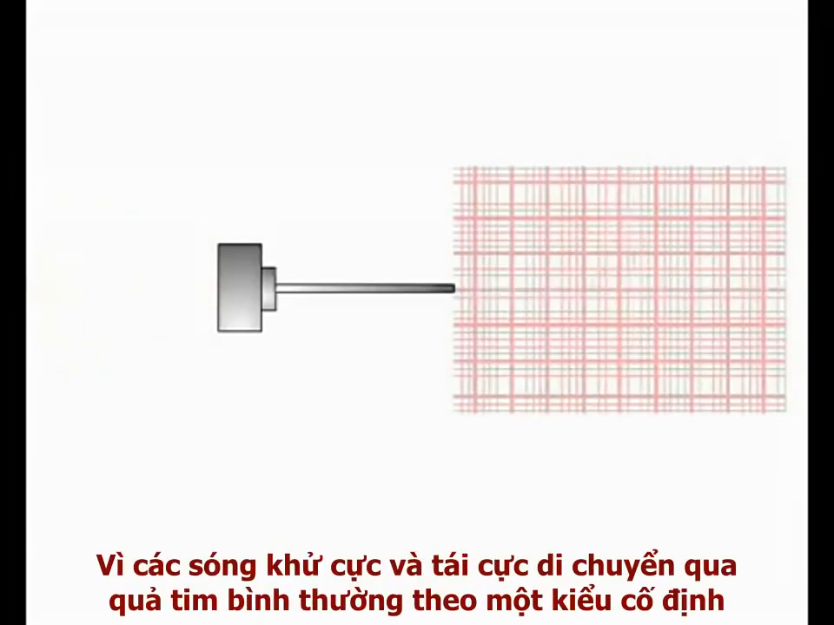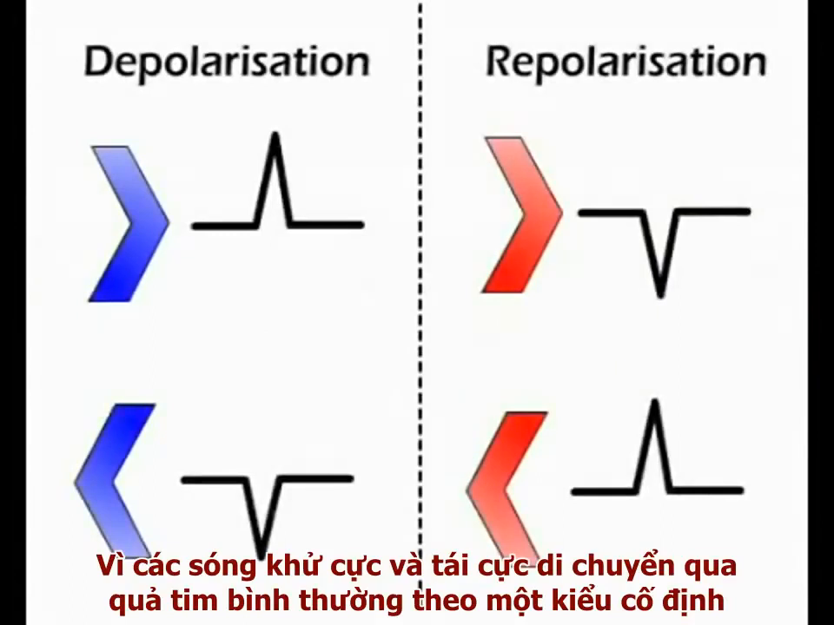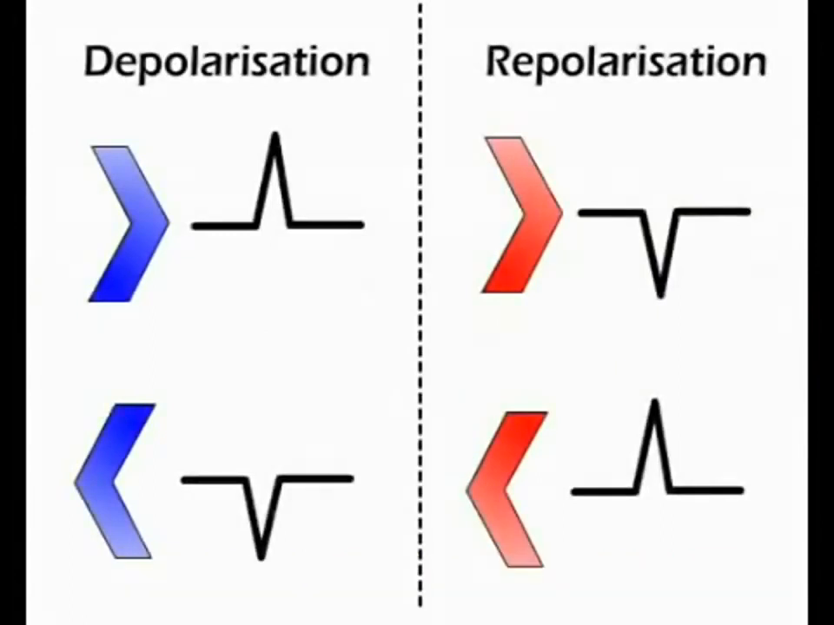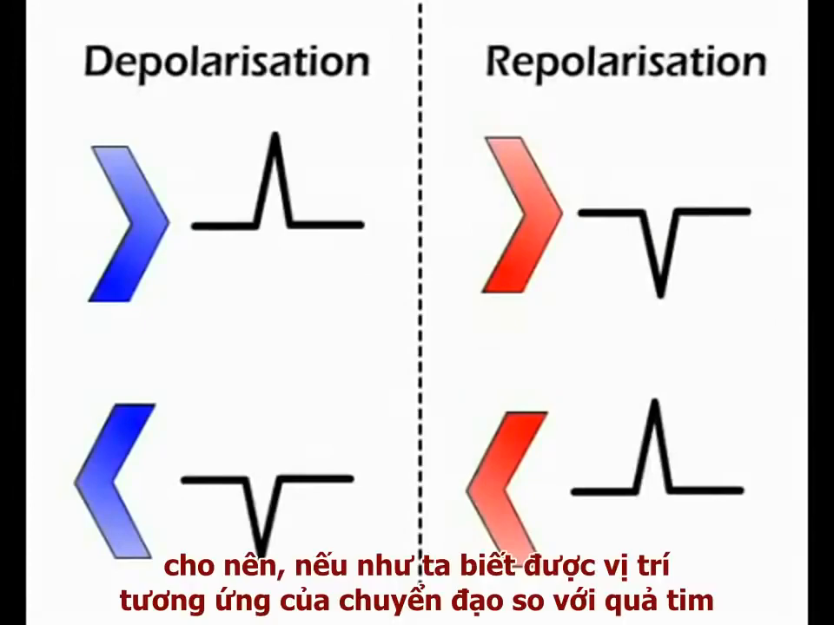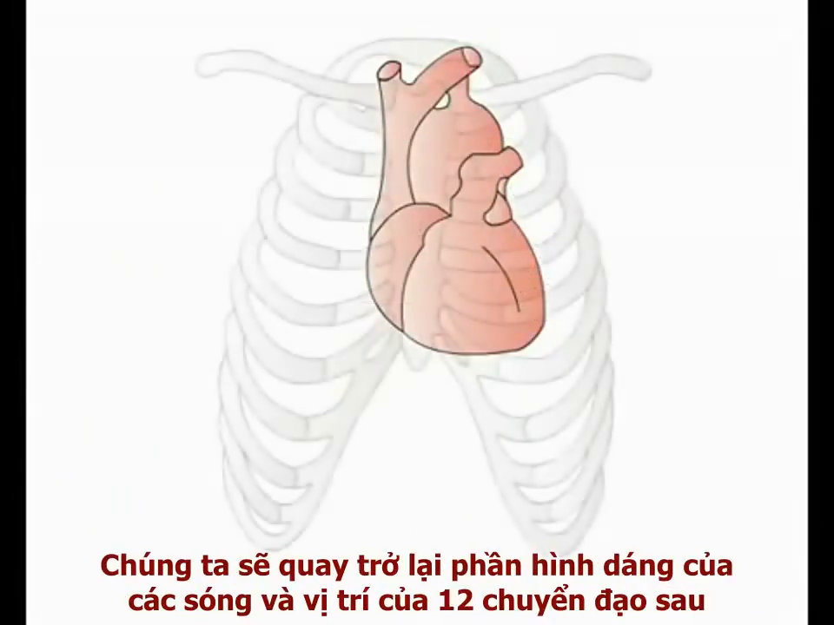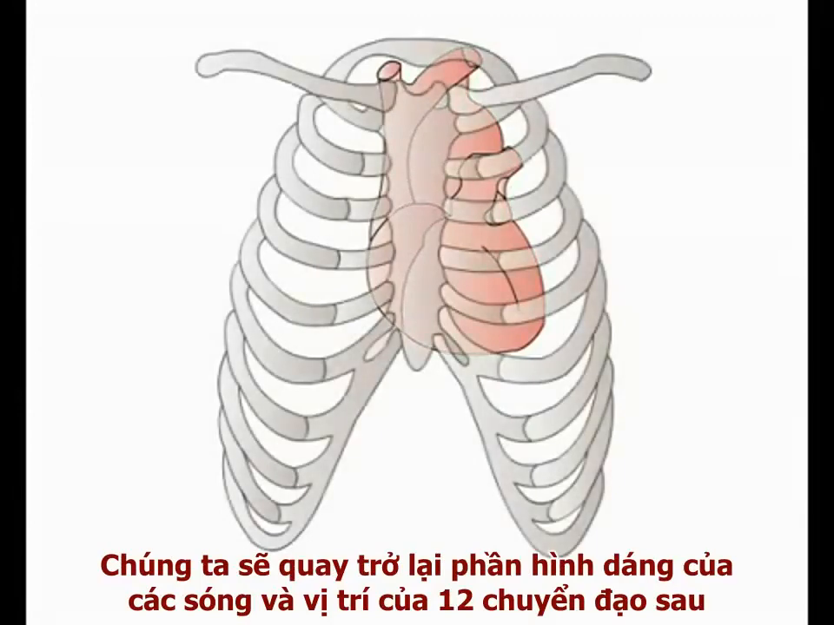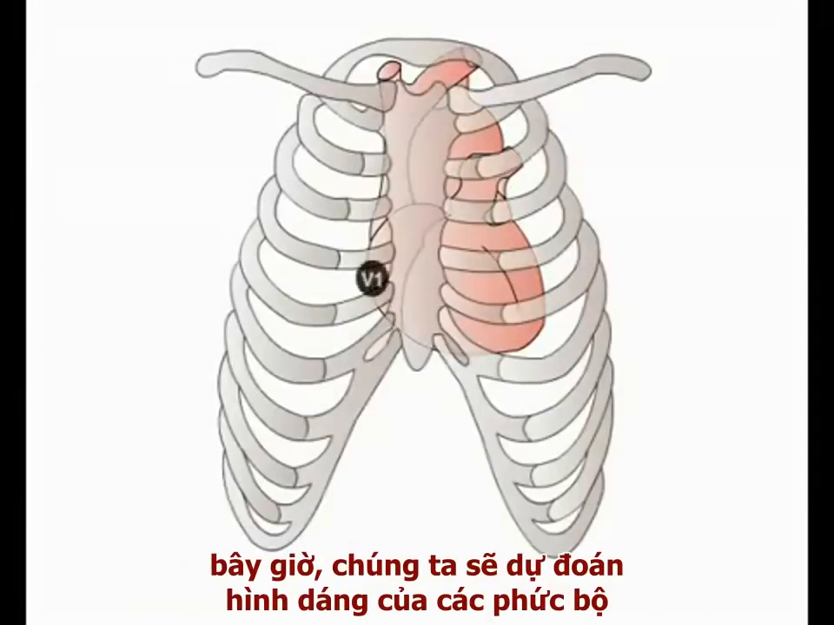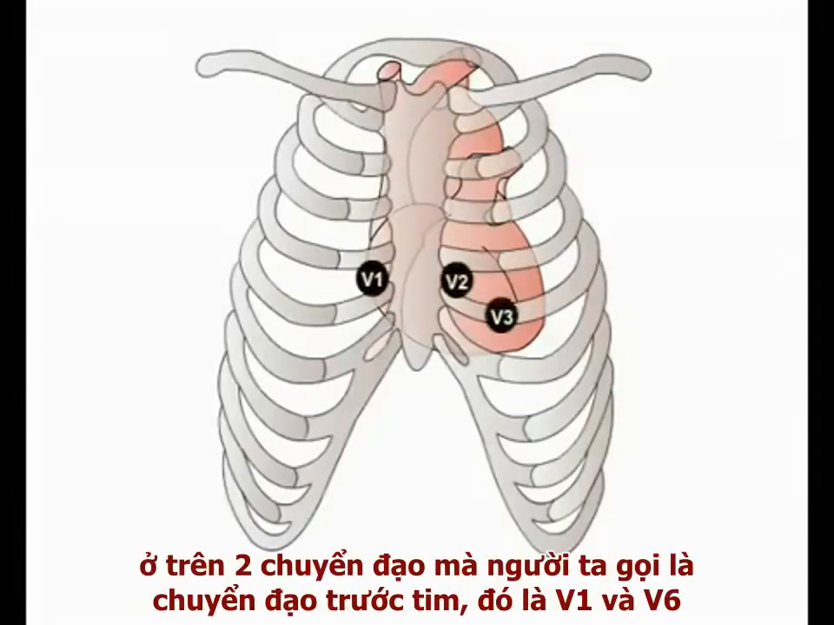As the depolarization and repolarization waves spread over the normal heart in a well-defined and relatively constant pattern, these rules mean that if we know the position of an ECG lead relative to the heart, we can predict the form of readout it records. We'll come back to the nomenclature and position of all 12 leads later, but for now let's see how this works in two of the 6 so-called chest leads, V1 and V6.